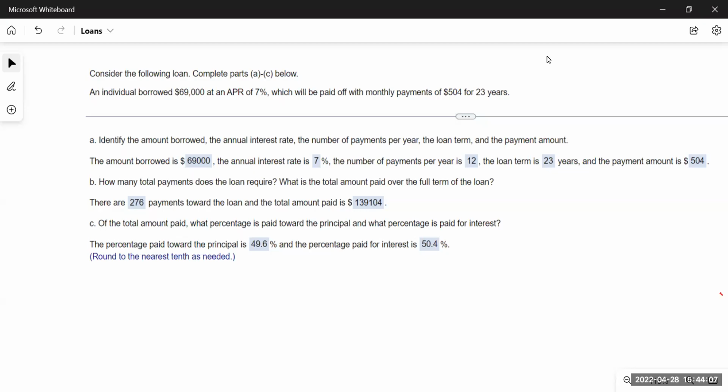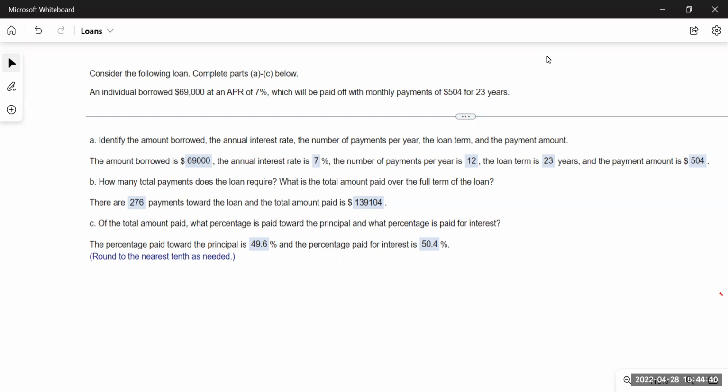An individual borrowed $69,000 at an APR of 7%, which will be paid off with monthly payments of $504 for 23 months. First goal here is to identify the amount borrowed, the interest rate, the number of payments per year, and the loan term, and then the payment amount.